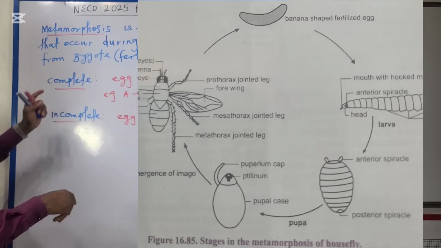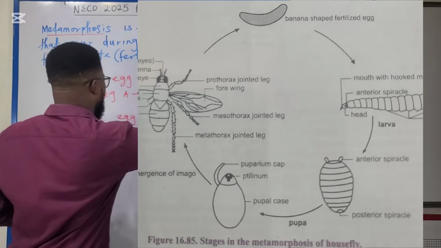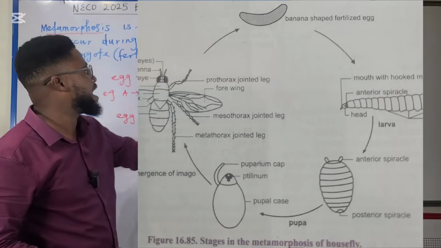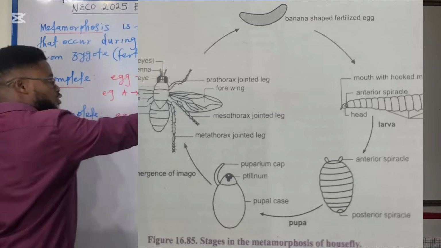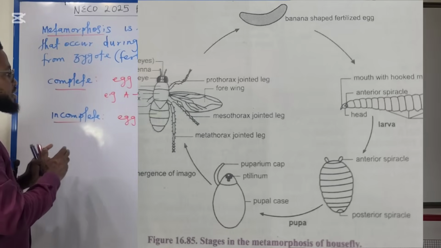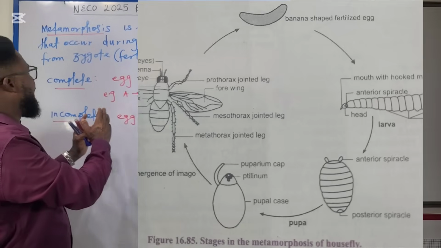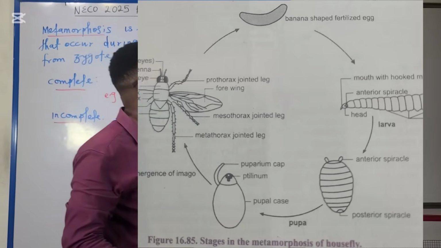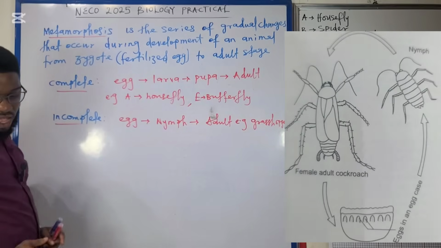As you can see on your screen, for complete metamorphosis, you have from the egg to the larva to the pupa to the adult stage, specimen A and specimen E. That's talking about housefly and butterfly exhibiting complete metamorphosis. They go through 4 stages: egg, larva, pupa, adult. Now for the incomplete metamorphosis, you're looking at the animal moving from the egg stage to the nymph and then to the adult. Grasshopper exhibits incomplete metamorphosis, and that's just about that.